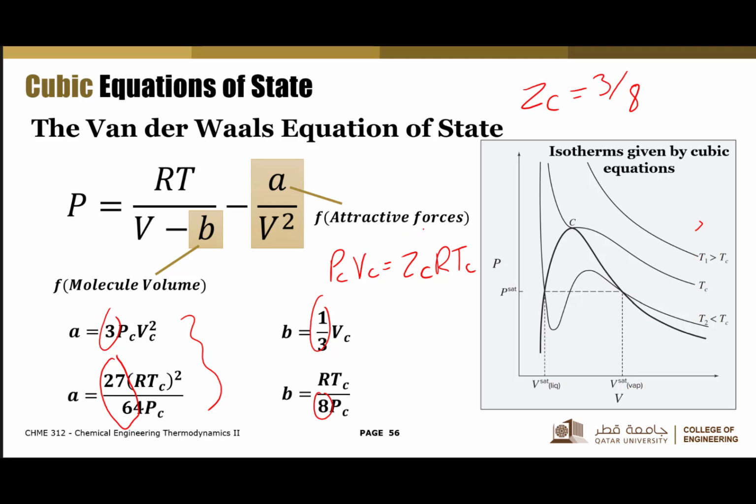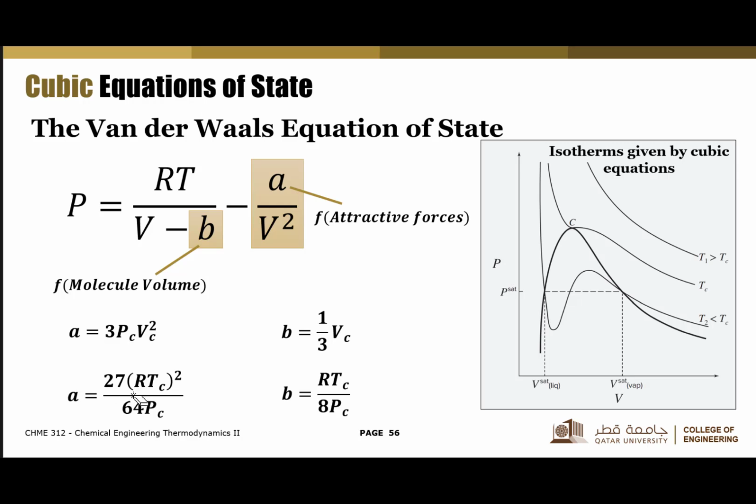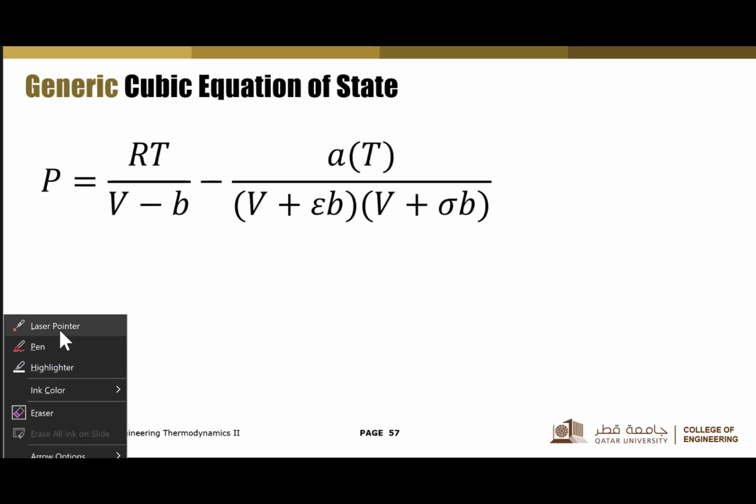And I assume for this model, it's a simplification that all materials have a ZC of 3/8. Okay, so it's a simplification so that we can come up with equations for the various materials, all right, with the same equation, just varying the critical points. So that is the van der Waals equation.